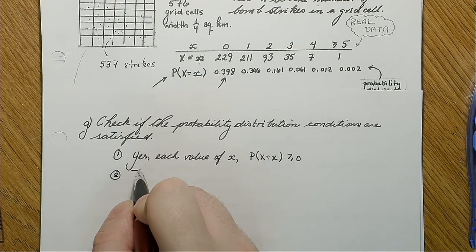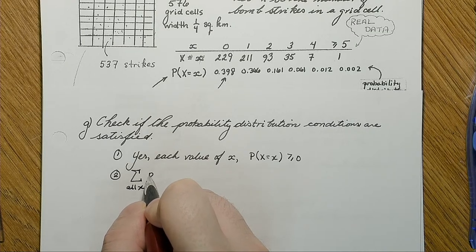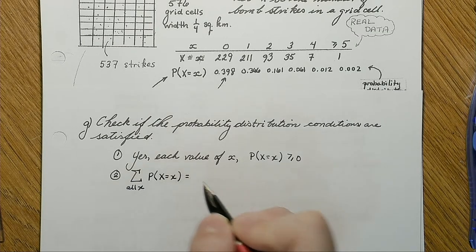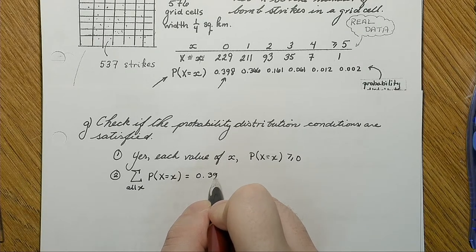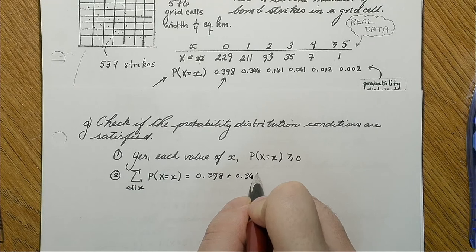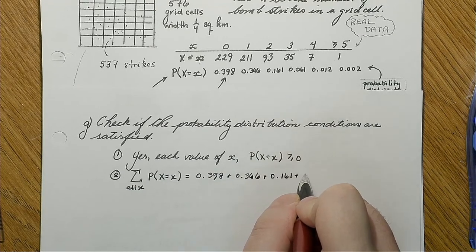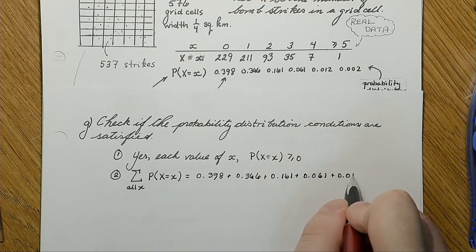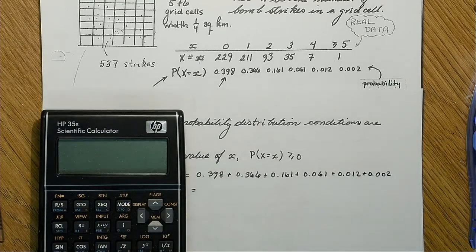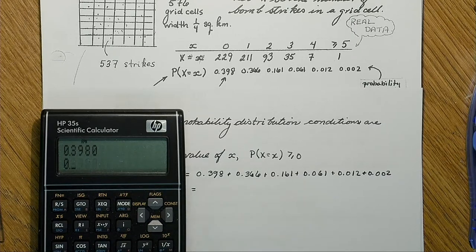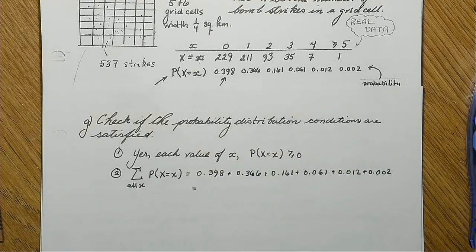In the second part, we just need to check that, again, we just take this and we sum it all up. So 0.398 plus 0.366 plus 0.161 plus, so all these values. So here's our calculator, turn it on. 0.398, 0.366, 0.161, 0.061. And so we see that, yes, it does add up to 1.